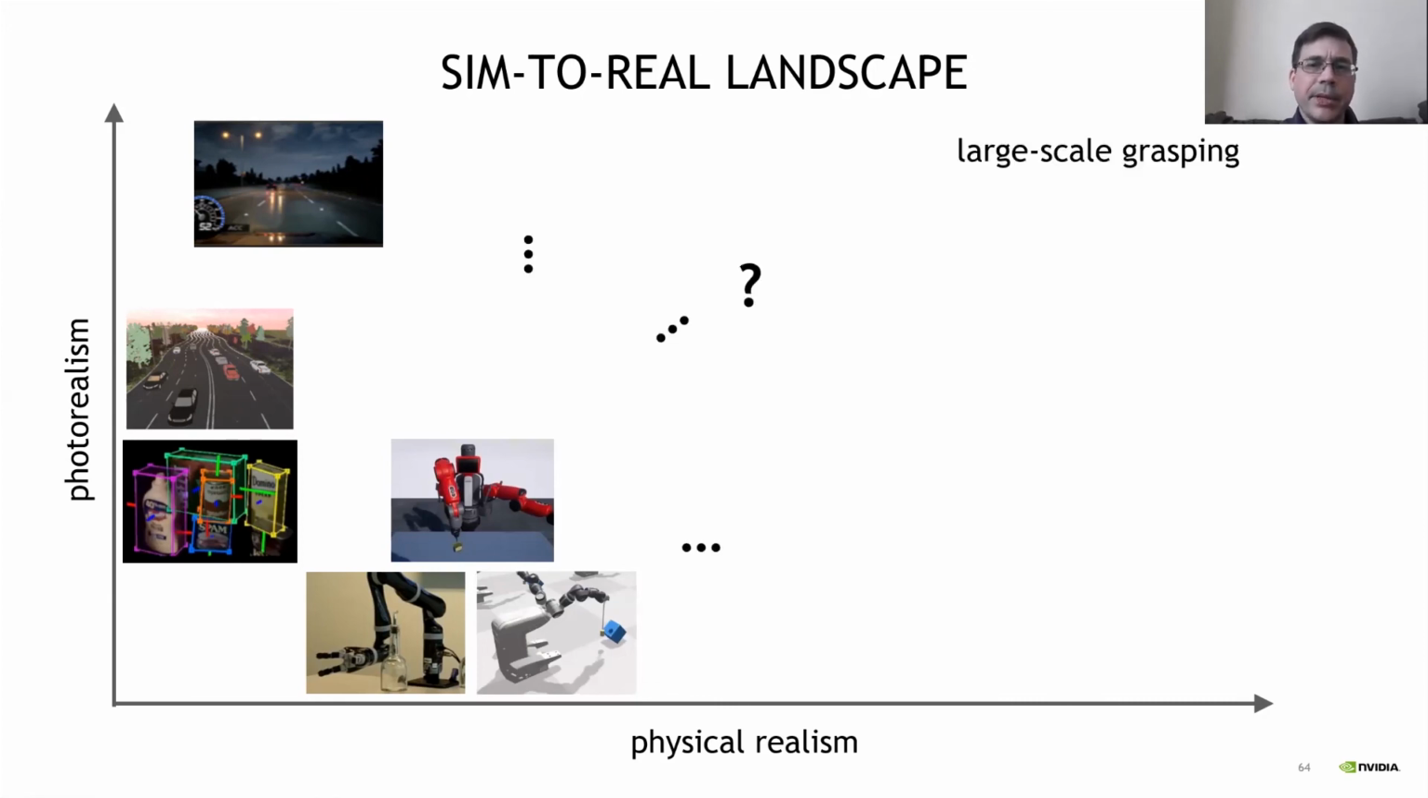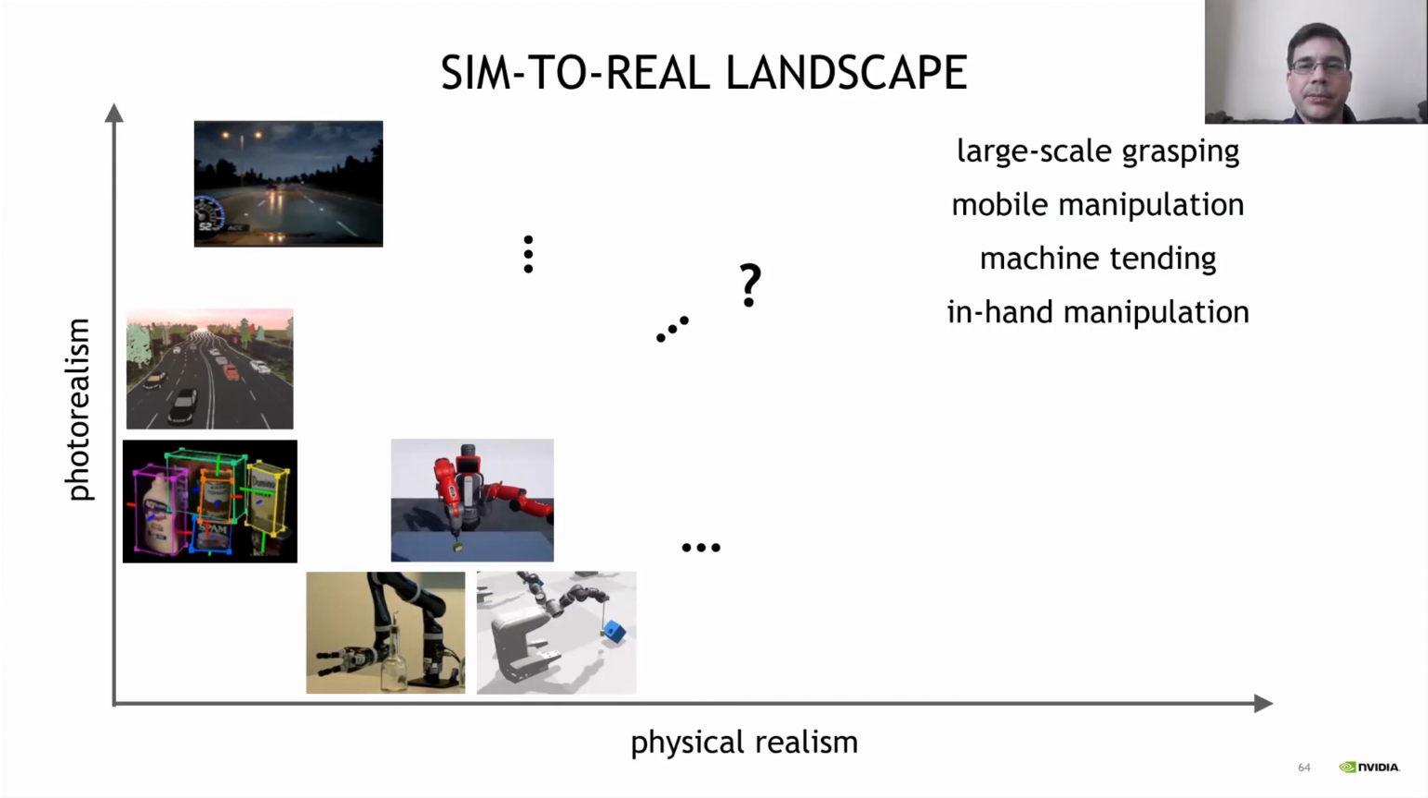There's lots more that can be done here. We've just scratched the surface in terms of future research. Large scale grasping of large databases, mobile manipulation we didn't touch on. Machine tending is where you have a microwave or a coffee machine and you want to interact with it. There's a lot of problems there. In-hand manipulation, if you have an object, can you rotate it in place in your hand to reorient it? Something we haven't touched on. Tactile sensing, we didn't talk about.